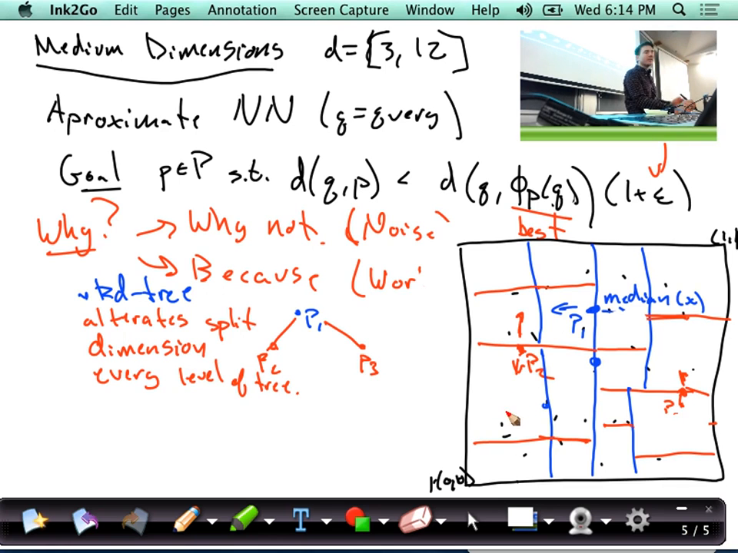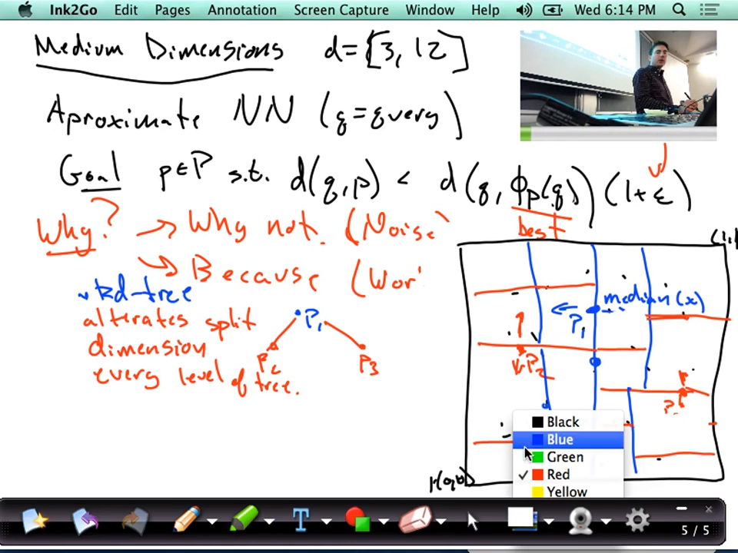Each cell only has one point in it. In practice, you probably want to stop when there are something like 20 points at the bottom, or some other number, and then do a brute force inside of there. But just like a binary tree, you keep going until there's one point in every cell. Okay, so this is great.